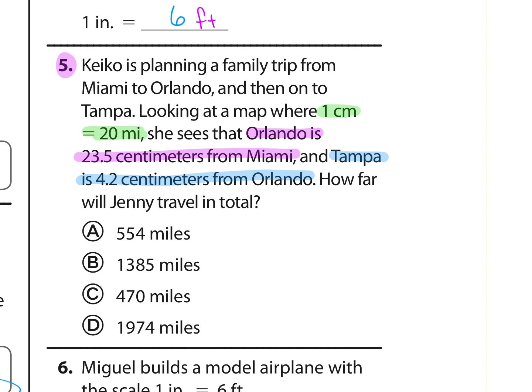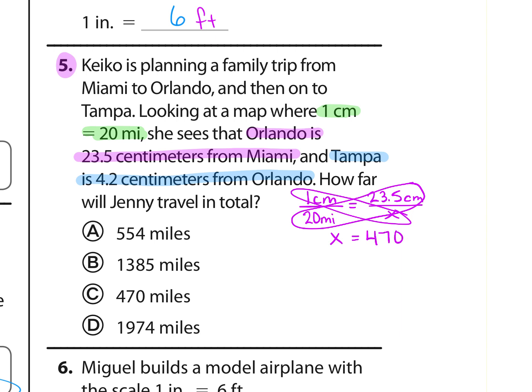So we know that 1 centimeter is represented by 20 miles, and 1 centimeter on the map represents 20 actual miles. So for Orlando, it's 23.5 centimeters on the map, and we want to know x, how many miles that is. And you could solve this using a proportion. Cross multiply. 1 times x is just x, and then 20 times 23.5 is 470. So we've got that first distance is 470 miles.